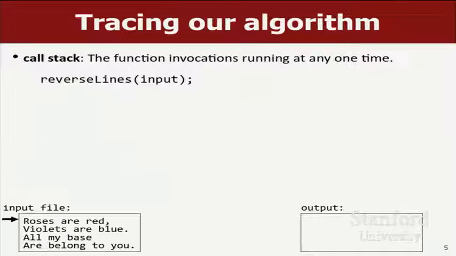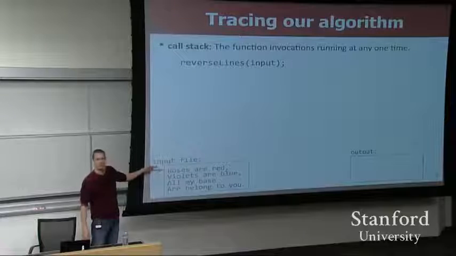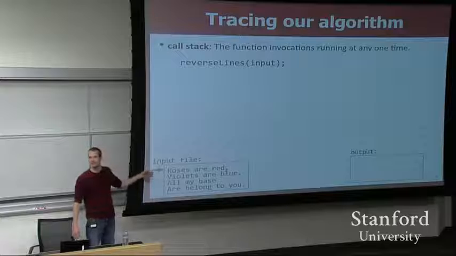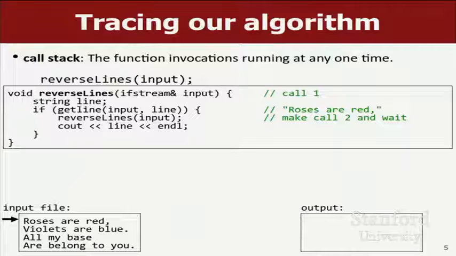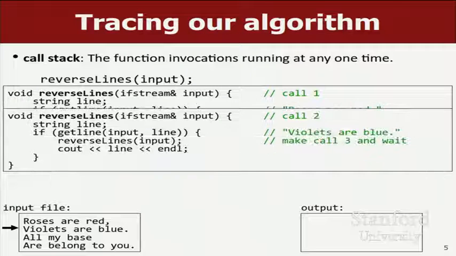And so I've got here a sort of crawl of what this does. They call reverse lines. So now, at any given moment, I'm reading this file, and there's a position of where it is in the file, where it's reading from. So at the start, I call reverse lines, and I say string line, get line. So that reads roses are red. So I think this arrow goes down to there. And now it says, oh, I have to make another call. OK, fine. So I make a second call.